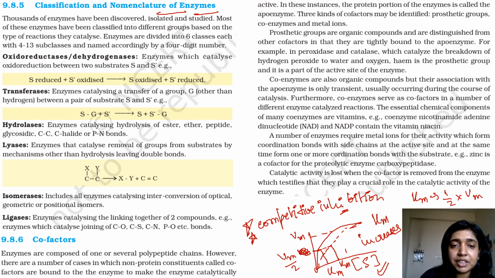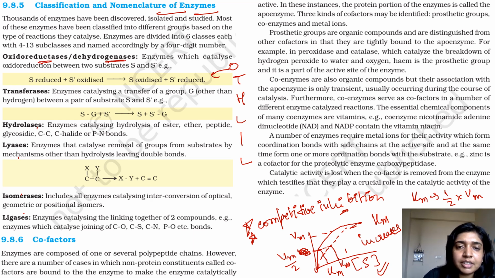So how I've remembered is that these are certain classes of enzymes, right? This is class 1, class 2, class 3, class 4, class 5, class 6. So class 1 is O, then T, then H, L, I, L. O stands for oxidoreductase or dehydrogenases. Then T stands for transferases, H for hydrolases, L for lyase.